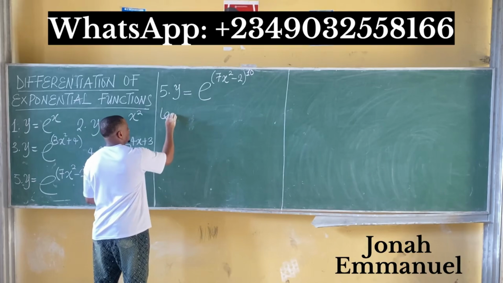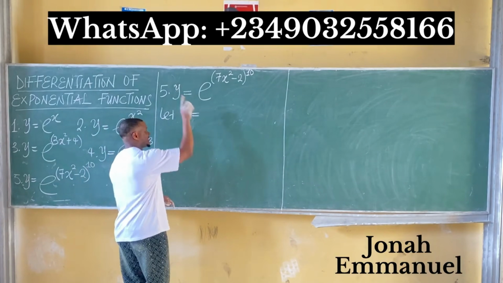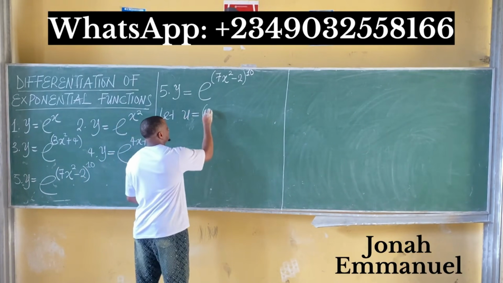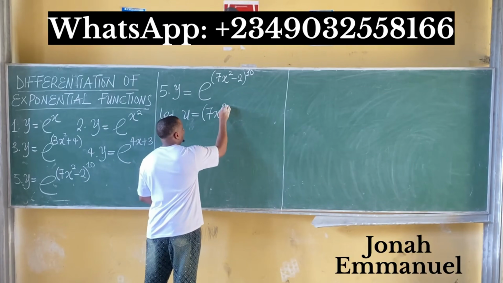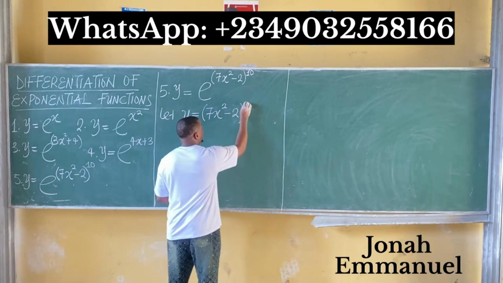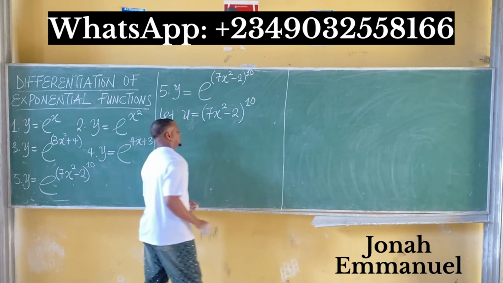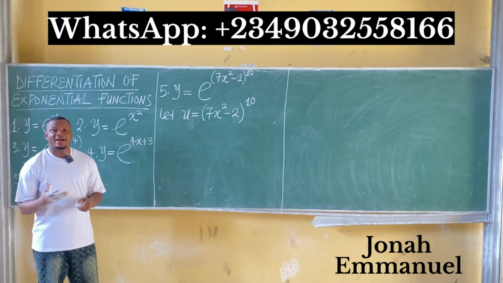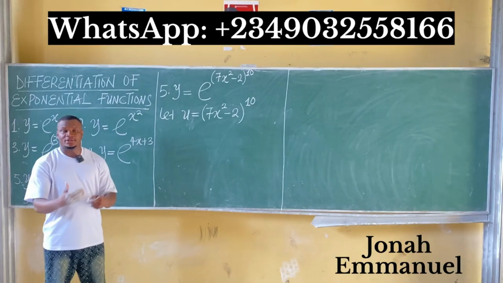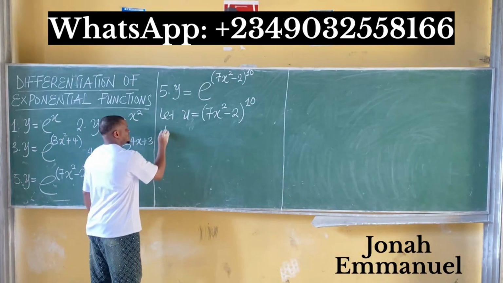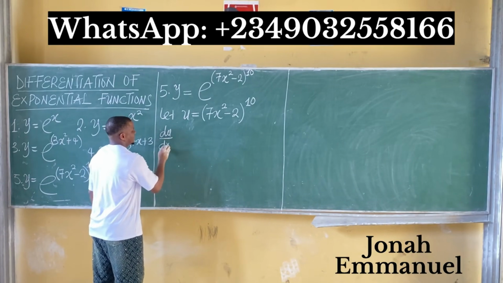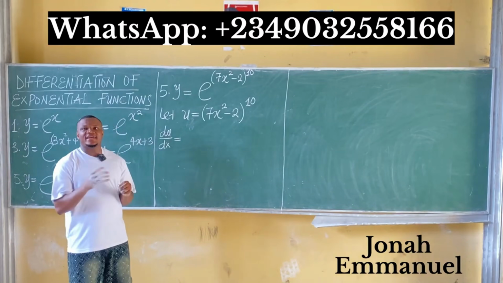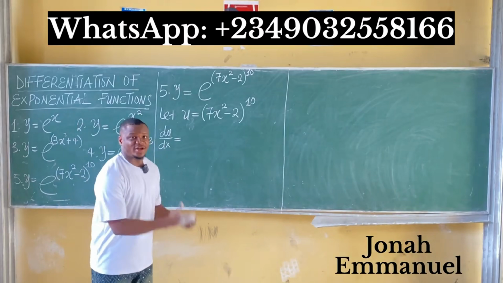Let U be equal to what there? The power. What's the power there? 7x squared minus 2 to the power 10. This is U. What's the next step? Find du/dx. So you have that du/dx is equal to, now here is what is different in this question.